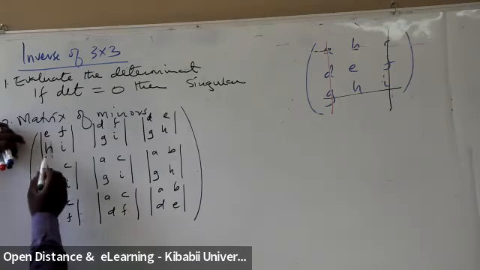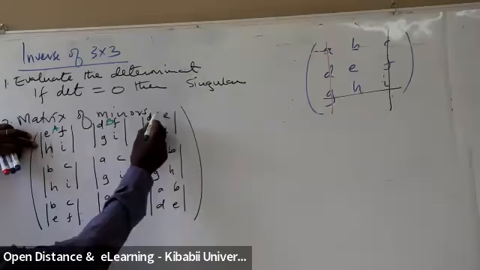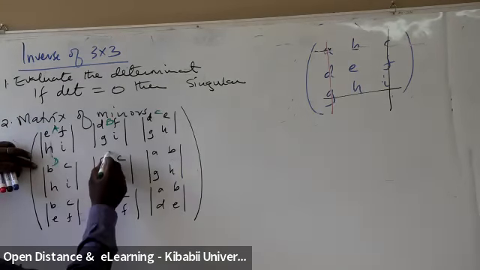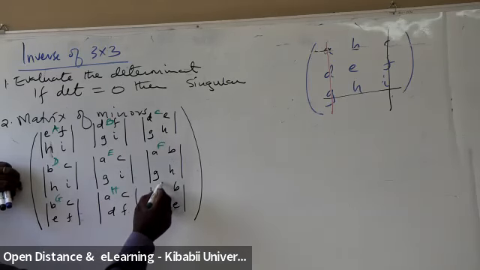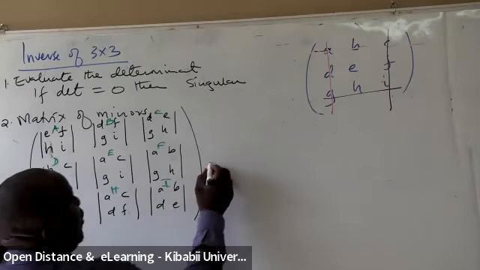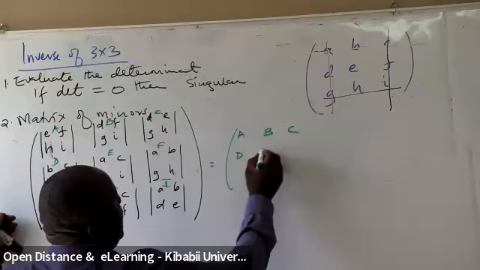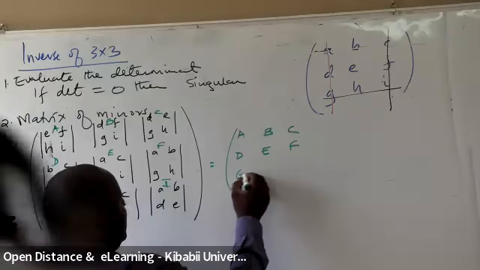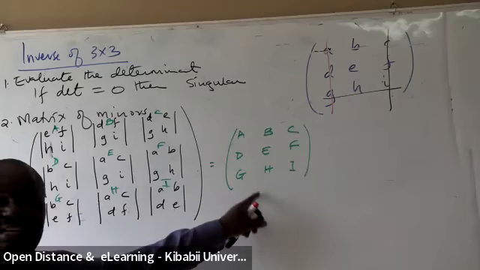Now, assume that this determinant gives me A. This one gives me B. This one gives me C. This one gives me D. This one gives me E. This one gives me F, G, H, and I. What I've indicated in green is the determinant. So we are saying that out of this, you will get the matrix A, B, C, D, E, F, G, H, and I. These are the determinants from this.